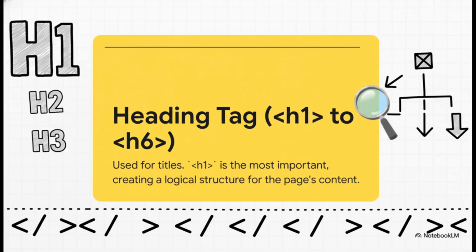First up, headings. Every page needs a main title, and for that, you use the H1 tag. It's for the most important heading on the page, period. You also get others, from H2 all the way down to H6, for subheadings. Now here's the key. You should use these to create a logical outline to show what's important, not just as a lazy way to make text bigger.